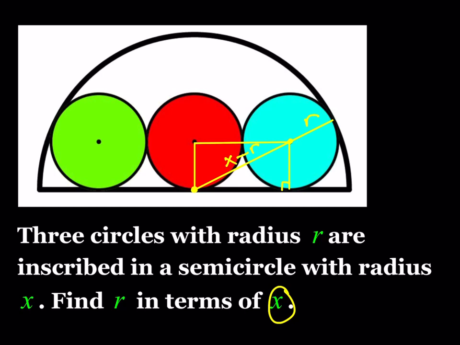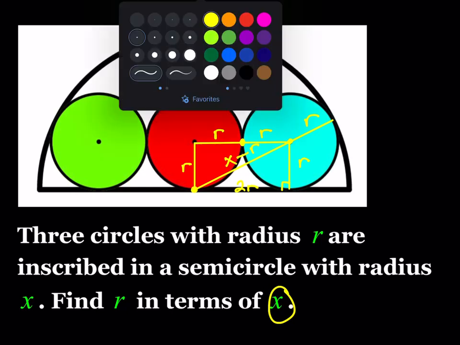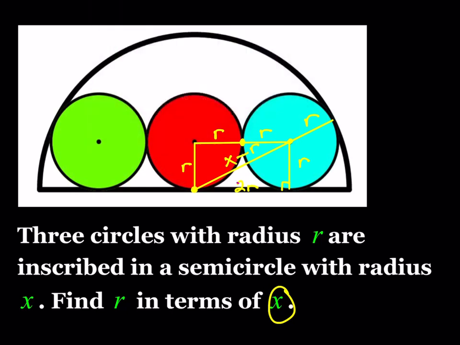Now, what I know is that this is r, and this is also r, and this is also r, and this is also r. So I basically have a 2r by r rectangle, a rectangle whose base is 2r and whose height is r. Now, what am I going to do with that? Well, I'm going to use the Pythagorean theorem, in this right triangle here.